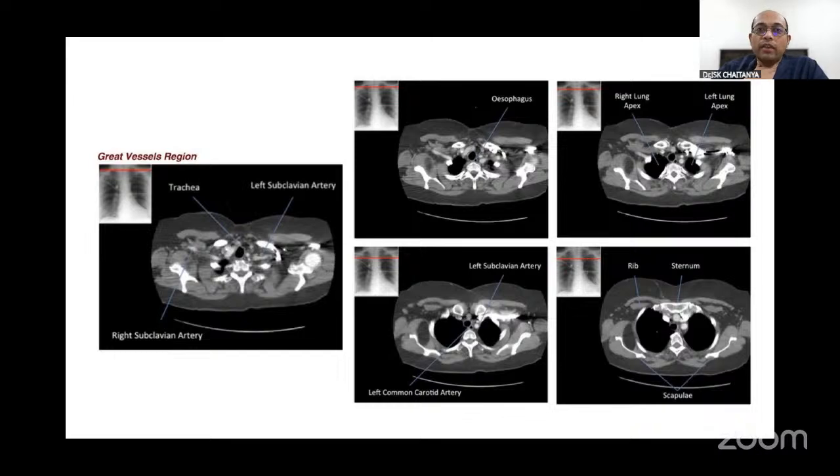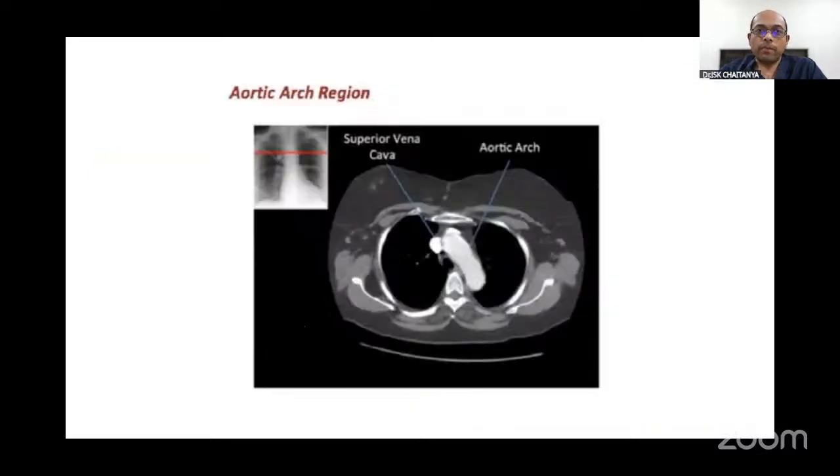Great vessels, as seen on an X-ray. When we look at that place, we'll be identifying the trachea and the left and right subclavian arteries. Behind the trachea, we'll be identifying the esophagus, then the subclavian arteries, and skeletal structures like ribs, sternum, and scapular bones. And we'll also be able to see the apical segments of both lungs.